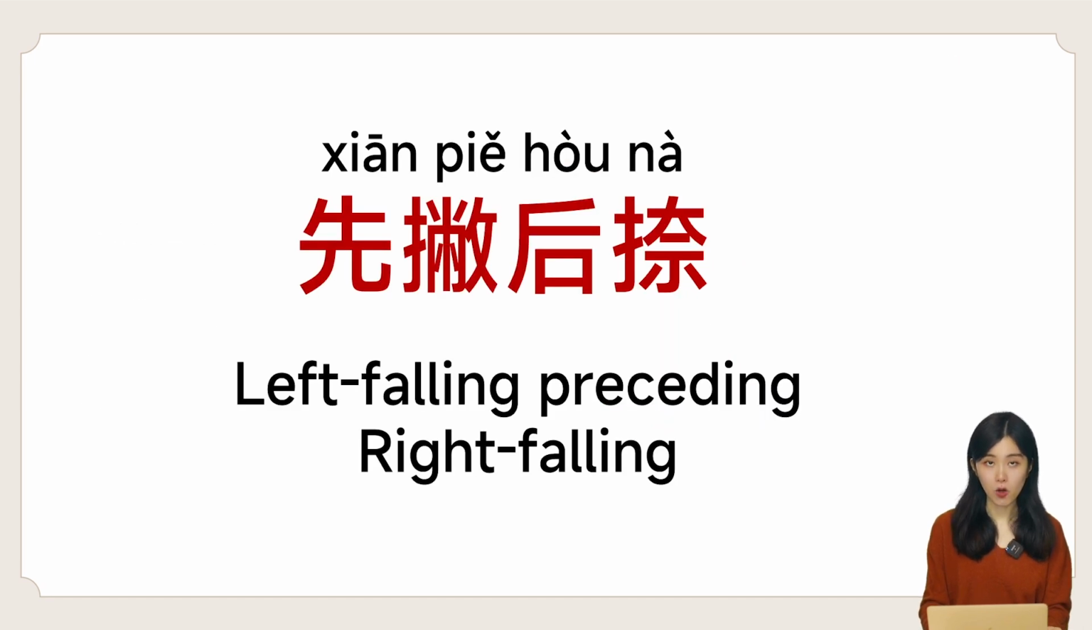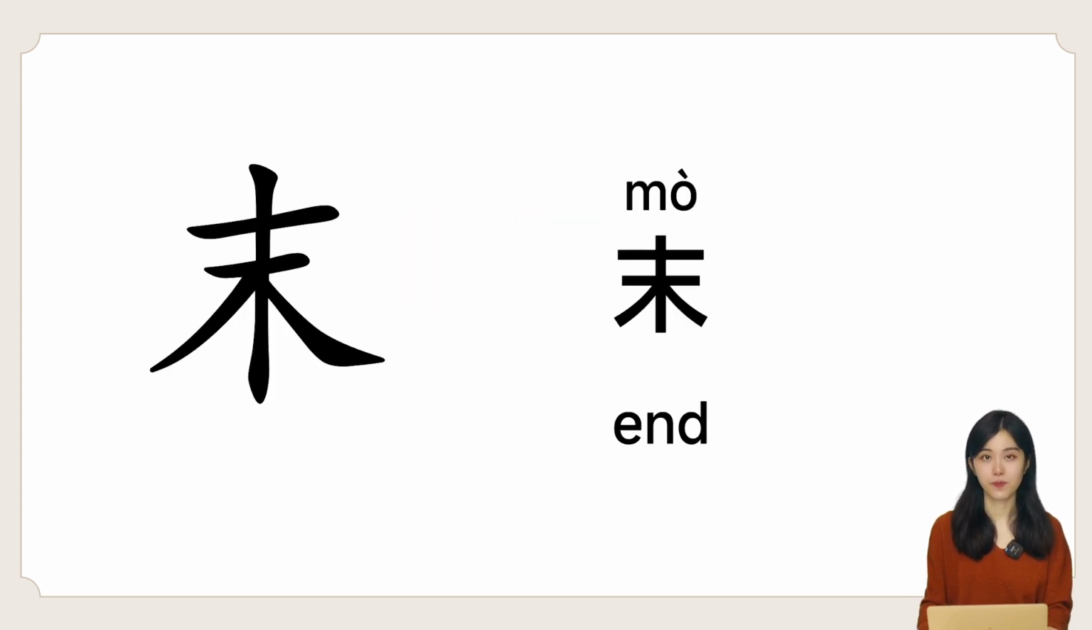先撇后捺 Left falling preceding right falling. This means when you are writing a character, you should always write the left falling stroke first, then the right falling stroke. Let's see 2 example characters. 末 means end. Please read it after me. 末.